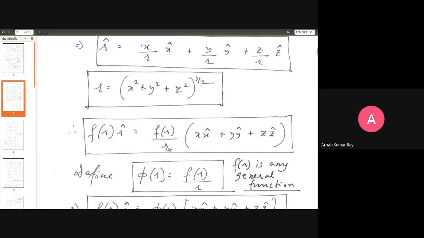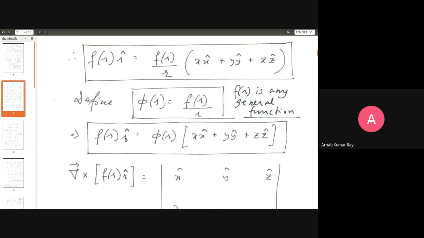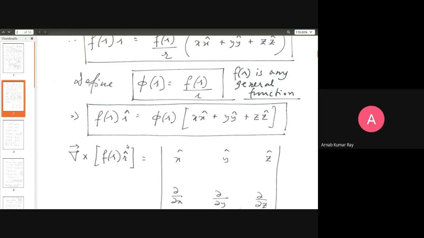And in the denominator, you have another R. So I'm writing this whole package together as phi of R. F is a general function, so it doesn't have to be gravity or electrostatics or anything. It can be anything else, except that it just depends on R, nothing else. Okay, f of R cap could now be written as phi of R into x x cap plus y y cap plus z z cap.